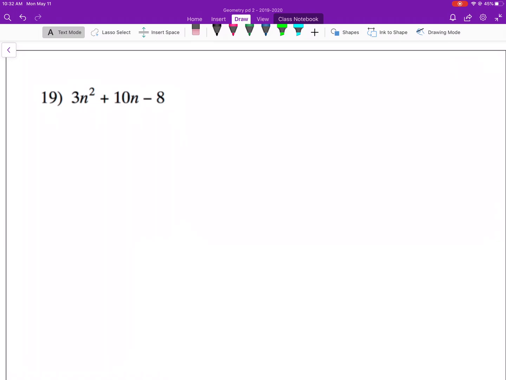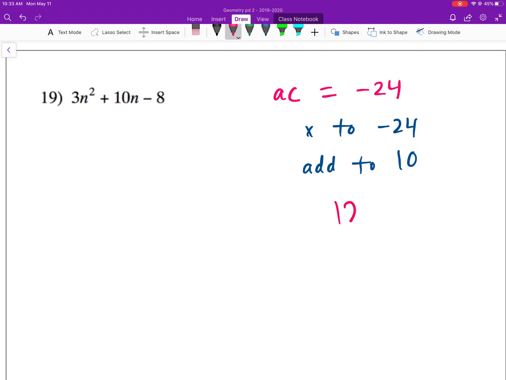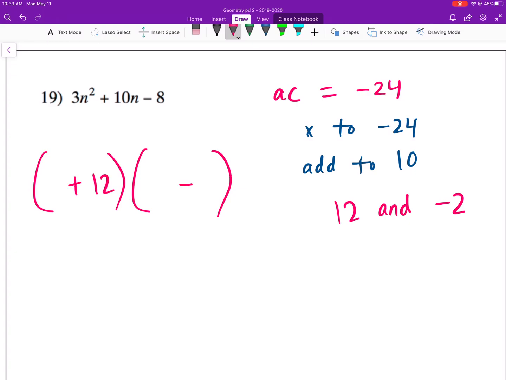Alright, next one. AC is negative 24. So they need to multiply to negative 24 and add to the B value, which is 10. What are those two values? They're multiplying to a negative, so they have to be different signs. It is 12 and negative 2. So open up those two binomials, positive 12, negative 2.